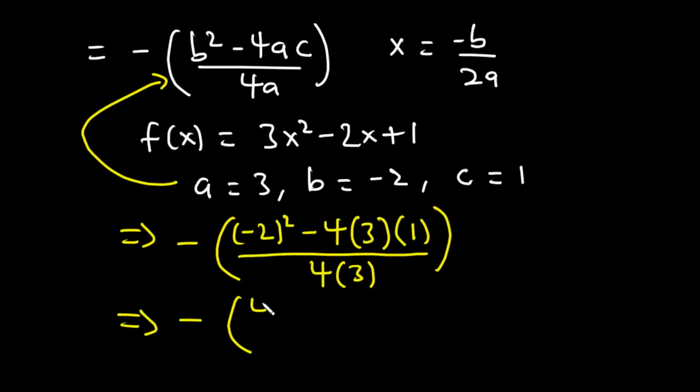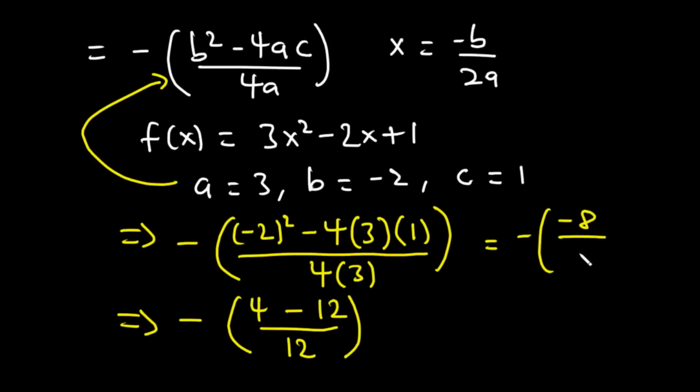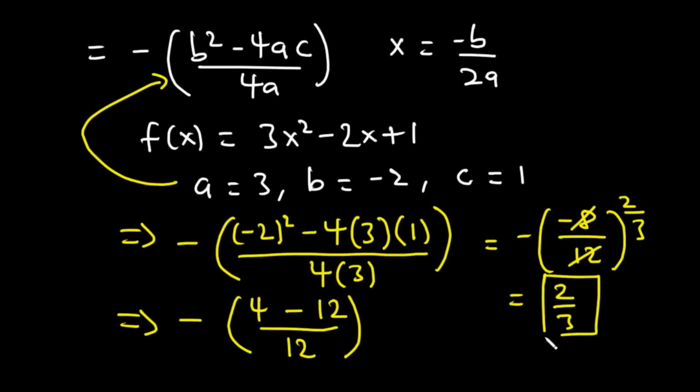Negative 2 squared is 4, and then negative 4 times 3 is negative 12. Negative 12 times 1 is negative 12, divided by 4 times 3 is 12. So it's going to be negative into bracket 4 minus 12 is negative 8, divided by 12. 4 goes into 8 2 times, and then into 12 3 times. Now negative 1 times negative 2 over 3 is equal to 2 over 3, and this is the minimum value.